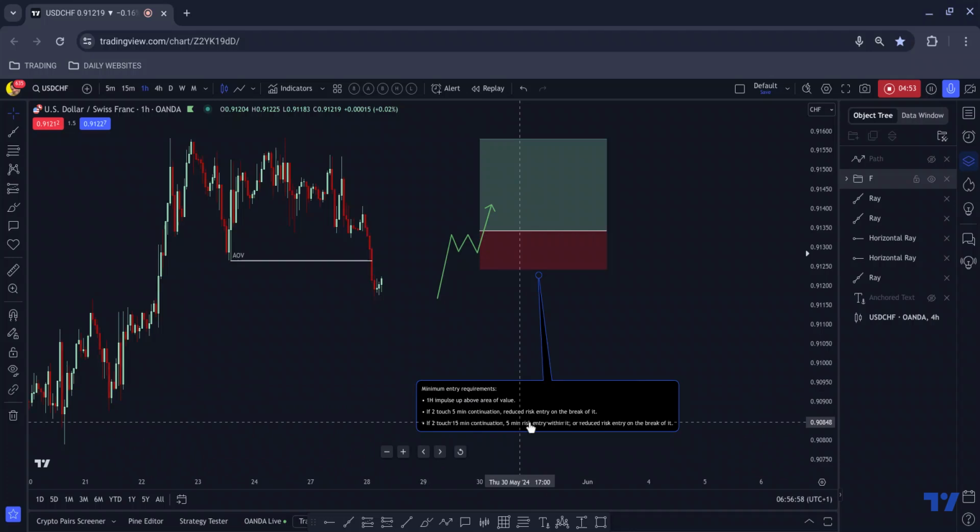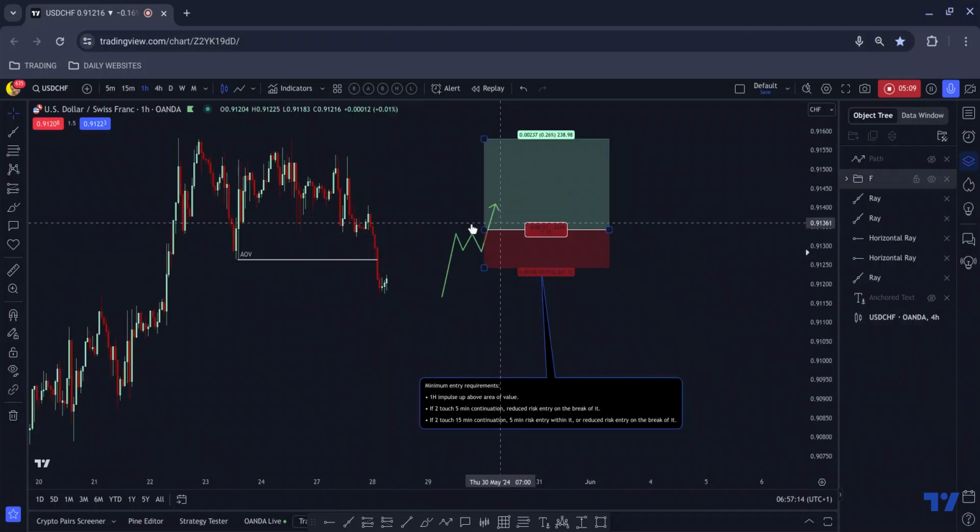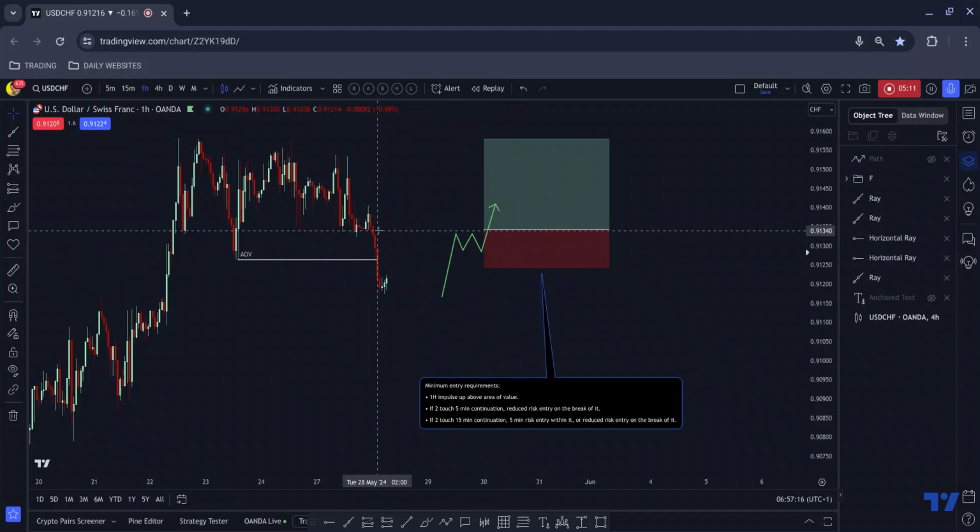Okay, and then I would look for, as I've said here, in this instance, a 5-minute risk entry within the flag if this was to occur. And once again, I'd have an order set on the break whilst waiting for the risk entry to shape up, and then I would take whichever one shaped up, and cancel the reduced risk order on the break if I managed to get the risk entry within the flag.